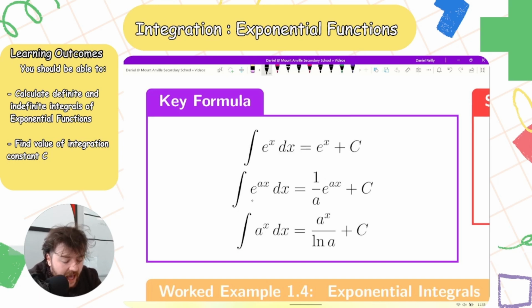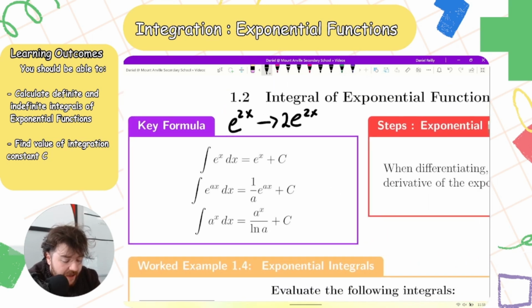Now, what if I have something like e to the ax, so e to the 2x, for example? Remember, when differentiating, I keep it the same, but then I multiply by the derivative of the power. So it'd be 2e to the 2x. Well, that's the same when we're integrating, except I divide by the derivative of the power, the coefficient of the x up here.